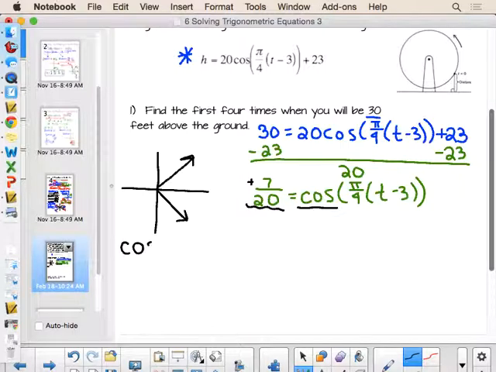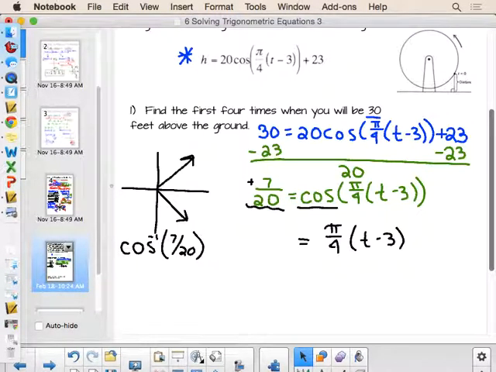When I take cosine inverse of both sides, 7/20, okay, that's going to get me an isolated quantity of pi over 4, t minus 3. Okay? Your calculator, remember cosine inverse is restricted. Your calculator only gives you the solution for the first quadrant because that is what it has been restricted to. So therefore, my first quadrant solution would be 1.21. Recall with cosine, it's a little bit easier to manipulate than sine is. So what I can do is I can also have another solution of negative 1.21.